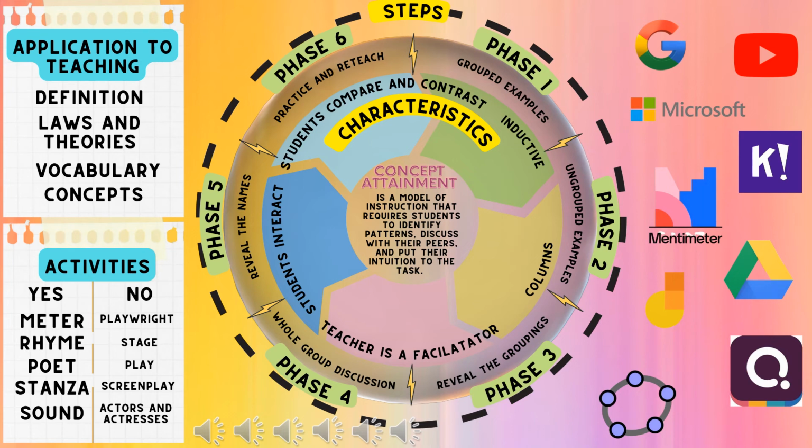The teacher then sets a table divided into two columns, one labeled yes and the other labeled no. To spearhead this activity, the teacher will start by placing some of the words in their respective columns. Meter, rhyme, and poet go to the yes column. Meanwhile, playwright, stage, and play are placed in the no column. The students then gather their observations as to why these words are grouped together in the yes and no columns. The students will be given the time to infer what attributes the words in the yes column have in common, and the same thing with the words in the no column.